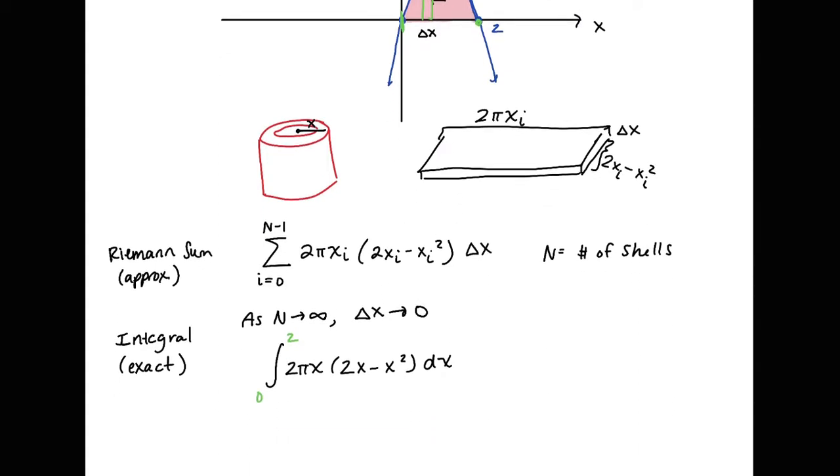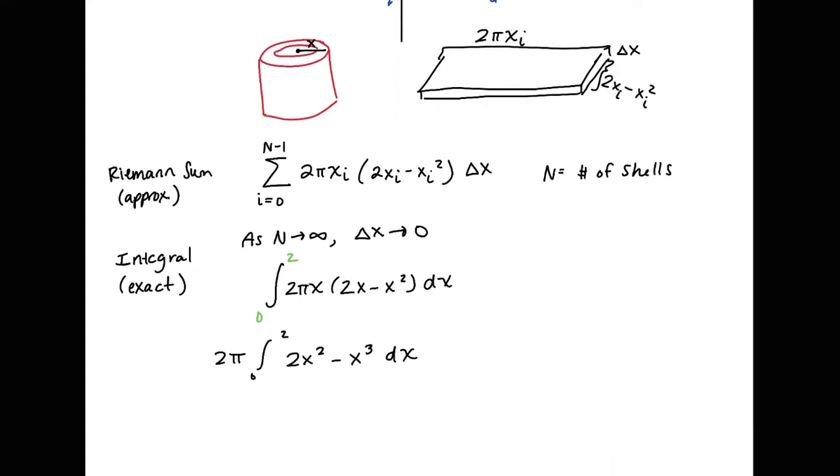How would I compute this? I would go ahead and probably factor out the 2 pi. And then I'd be working with 2x squared minus x cubed. And we have a simple power rule there to go ahead and finish us off. This would be 2 over 3 x cubed minus 1 over 4 x fourth. And we're evaluating the antiderivative from 2 to 0. And remembering to multiply by the 2 pi once we're done with that.